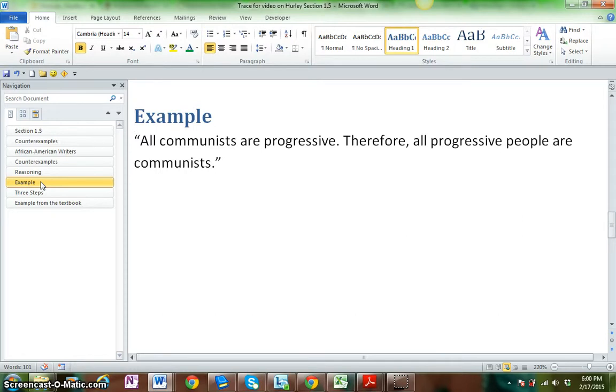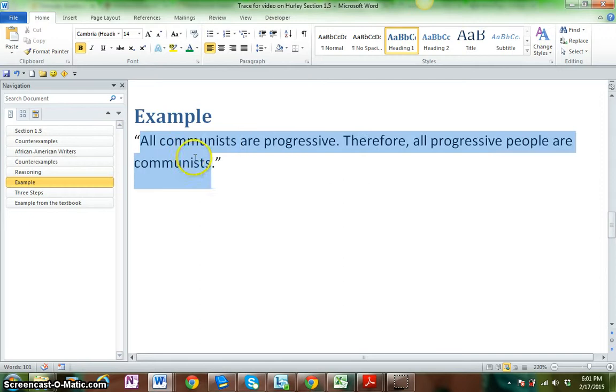And you want to show to this person who's making this argument that the argument is incorrect, that it's an invalid argument. So what you can do is produce a counterexample, meaning you can build an argument that has exactly the same structure as this one, but is obviously invalid. And it's going to be an argument that has a clearly true premise and a clearly false conclusion. And by doing this, you show that the structure of this original argument, all communists are progressive, therefore all progressive people are communists, is actually a faulty structure. It's an invalid structure because you can build an invalid argument on it.